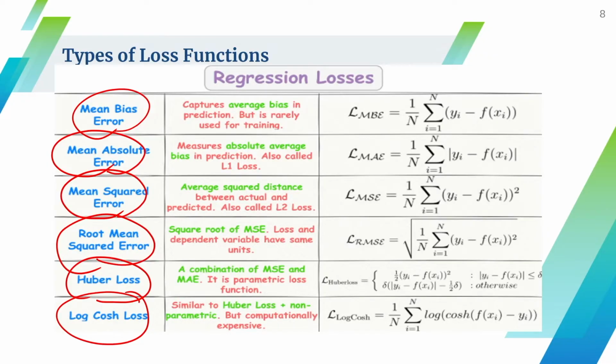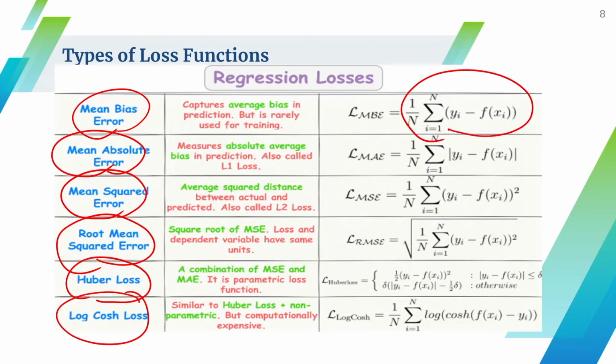Now moving on to the mean bias error. Here this captures the average bias in the prediction. It takes the difference between the targeted value and the calculated value, that is, the actual value and the predicted value.